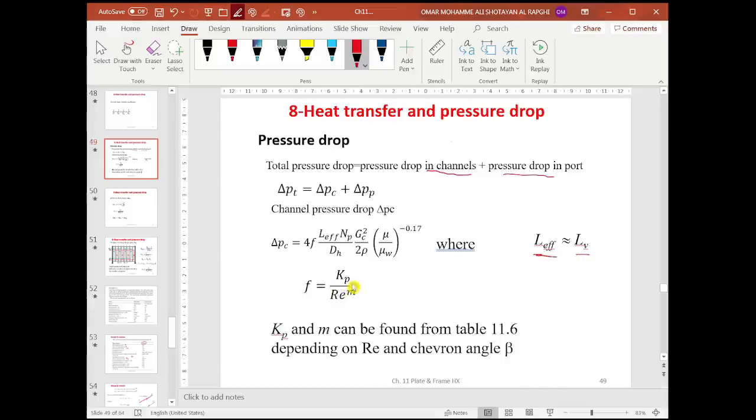Here we are going to assume that the effective length is equal to the vertical distance. The friction factor is evaluated using this expression, for which you need the Kp and M. These two values can be found from table 11.6 based on Reynolds number and beta value. So if you know the beta value and the Reynolds number, you go to table 11.6, you get these two values Kp and M, then you evaluate f and then go back to this expression to find the pressure drop for the channel.